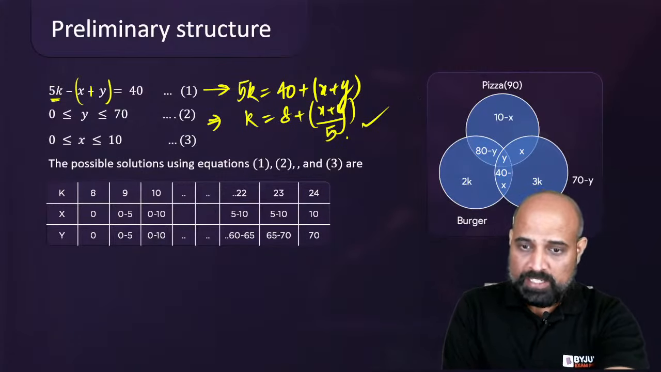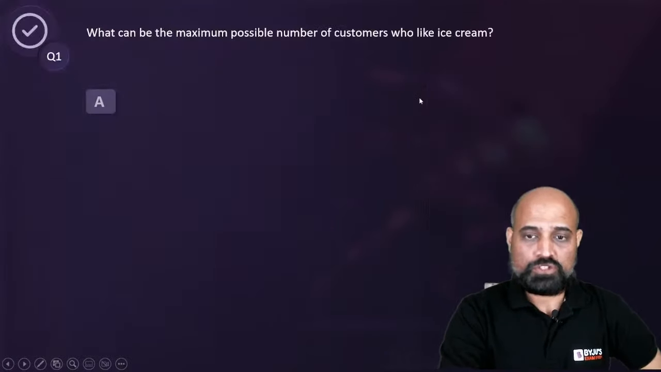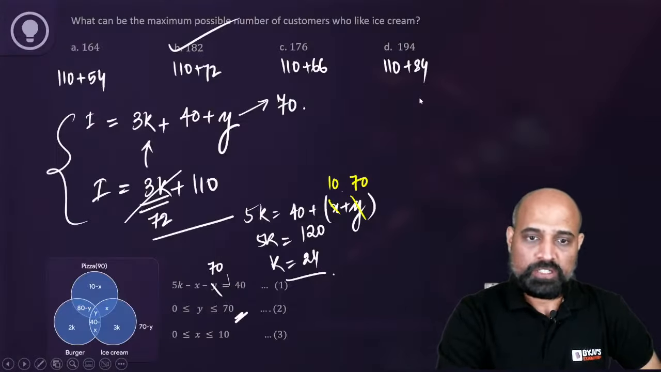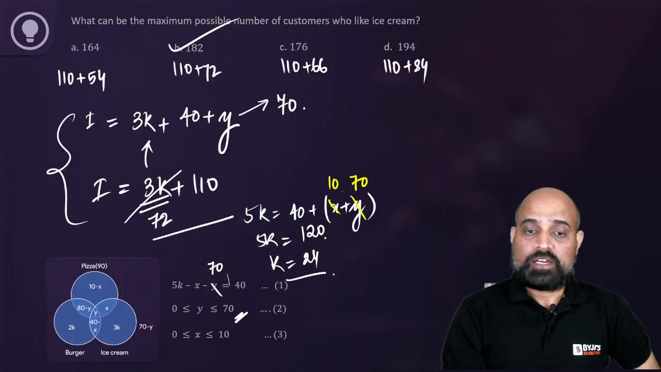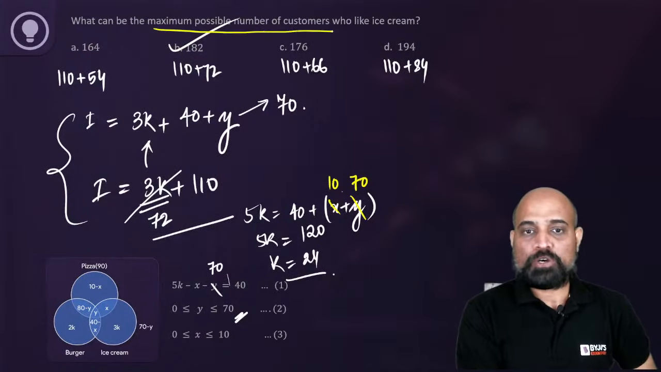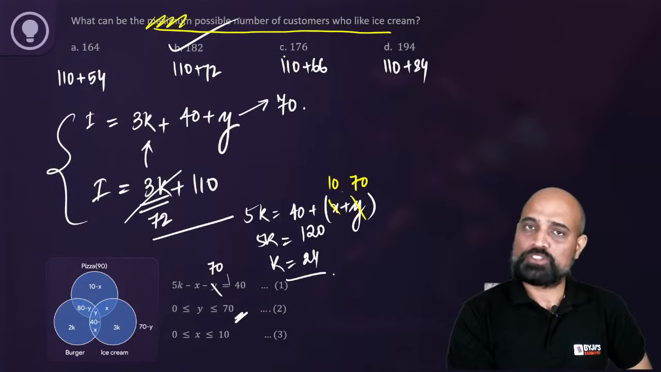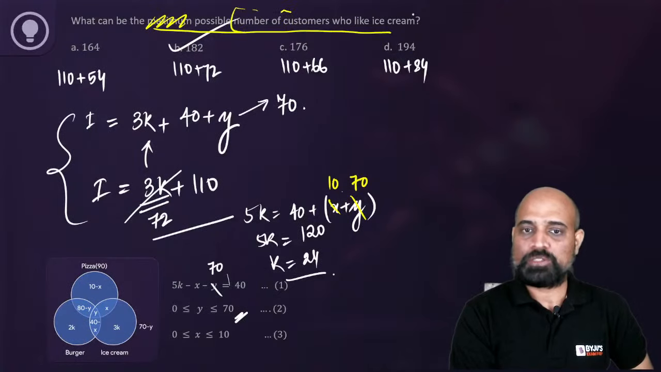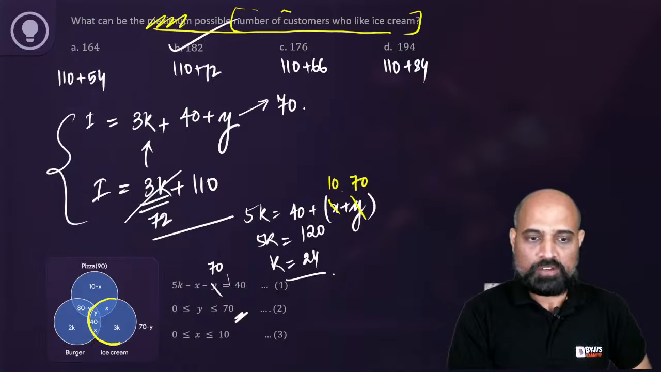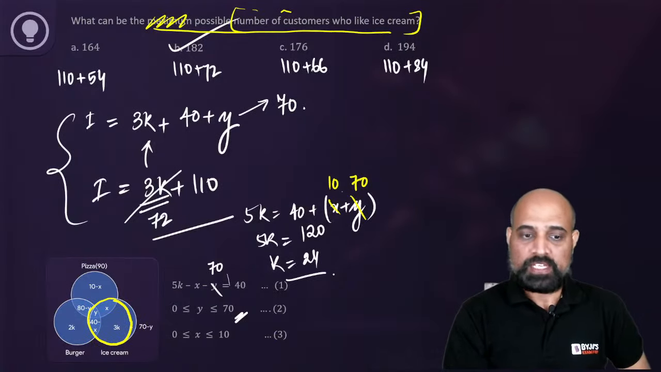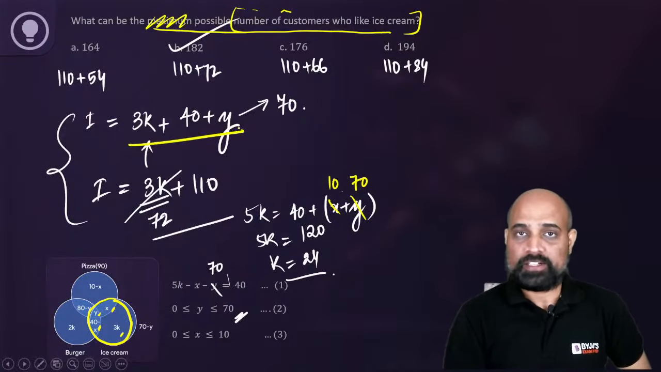Okay. Next, psi. We got k is equal to 24 when we took x is equal to 10. So, psi, you're talking about this one. Psi, the question was what could be the maximum possible number of customers who like ice cream? So, I'm going to ignore maximum first of all. I'm going to look into number of customers who like ice cream. So, can I say number of customers who like ice cream will be all the values in this circle? Add, because 40 minus x, y, x, 3k. If I add, this is what I will get.